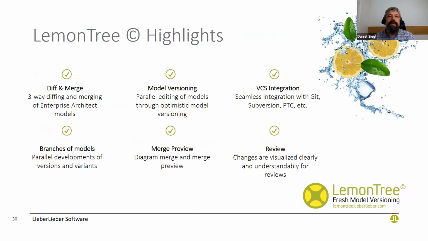This one we can skip. Here are some of the highlights of LemonTree. You can use it to diff and merge Enterprise Architect models. You can do model versioning. You can do integration into a version control system. Typically, I only say Git, but it's also Subversion or PTC Lifecycle Manager. There is a wide variety of tools where you can integrate LemonTree with Enterprise Architect.